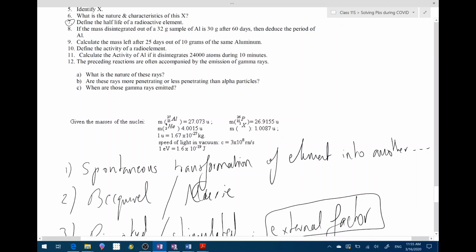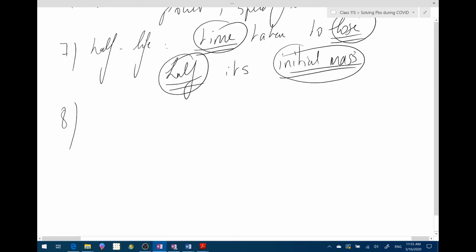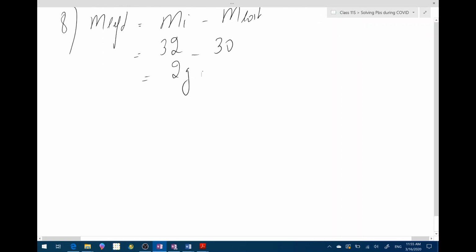If the mass disintegrated out of a 32 gram sample of aluminum is 30 grams after 60 days, so we start with 32 grams, and after 60 days we end up losing 30 grams. Can you find the period of aluminum? Once again, I had 32 grams and I've lost 30 grams. So the mass left is the initial mass, 32 grams, minus the mass lost, which I've said is 30. So I need to stop where I have 2 grams left.